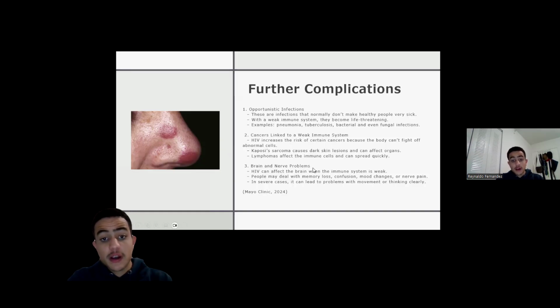This is very common. HIV can affect the brain when the immune system is very weak. People may deal with memory loss, confusion, mood changes, or even nerve pain. In severe cases, it can lead to problems with movement or thinking clearly.